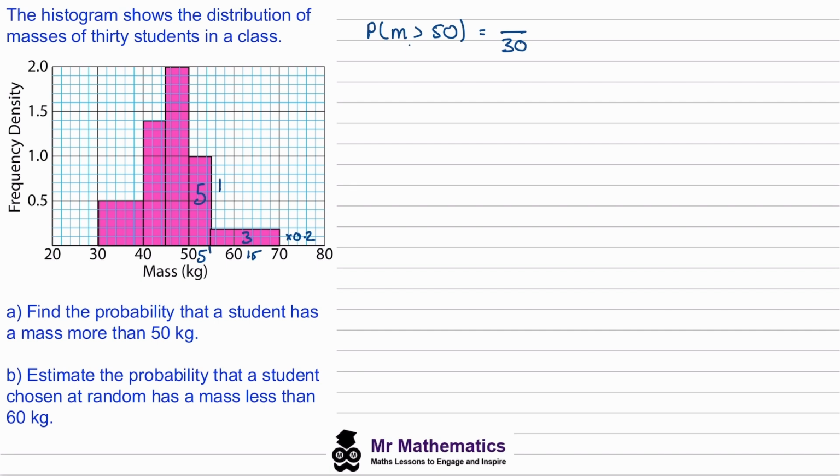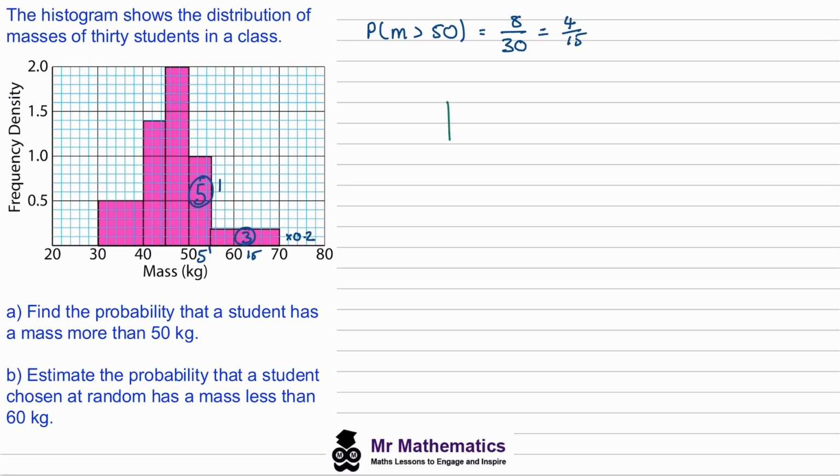So the probability of a mass being greater than 50 will be the sum of a 5 and a 3, will be 8 out of 30, and we can simplify that to make 4 out of 15. Okay? So for question B, estimate the probability that a student chosen at random has a mass less than 60 kilograms. So we're looking at the number of people up to this point. And rather than working out each of these individual bars, we could just work out this frequency and take that away from 30. And we can work out this frequency using interpolation.